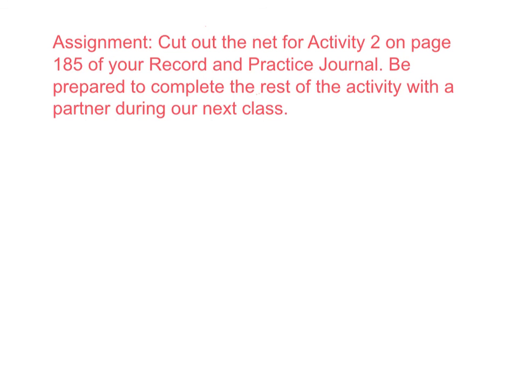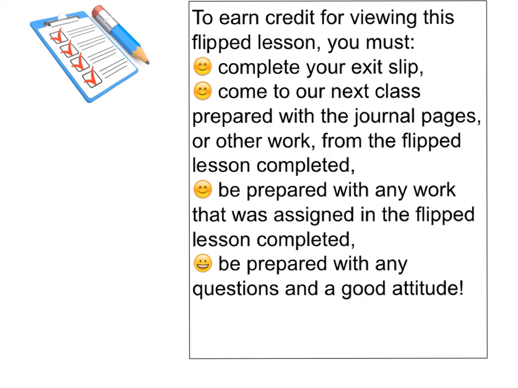Your assignment for this lesson is to cut out the net for Activity 2 on page 185 of your Record and Practice Journal. Be prepared to complete the rest of the activity with a partner during our next class. Remember, to earn credit for viewing this flipped lesson, you need to complete your exit slip, come to our next class prepared with the journal pages or other work from the flipped lesson completed, be prepared with any questions you have for your teacher, and of course have a good attitude.